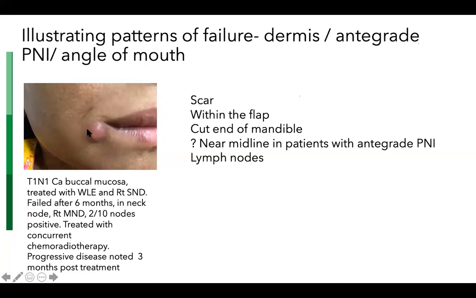This is a patient who had very aggressive disease with perineural invasion and a recurrent lesion. So within the flap, if we have covered the flap properly, that is a failure of biology, maybe because of hypoxic cells being present there. Cut end of the mandible. I didn't get a picture of this, though I have it somewhere in my mail. But cut end of the mandible, we really need to pay attention to when we are drawing our target. Then there is a postulate that we need to treat antegrade in a patient who has a heavy burden of perineural invasion, such as the involvement of a main nerve or diffuse PNI. Maybe we need to treat the skin, the dermis.